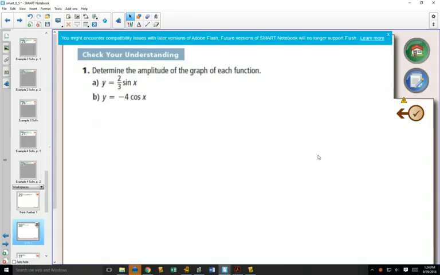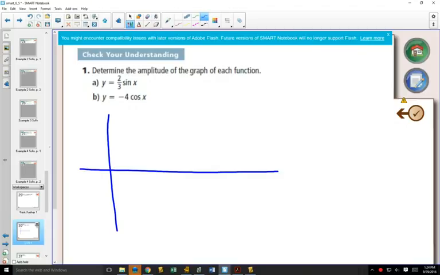So as far as the graph goes, one thing that we're going to notice is on our sine graph normally went to 1 and -1. And now that there's a 2/3 out in front, instead of going up to 1, it's going to go up to 2/3 and down to -2/3. Now this question doesn't ask us to graph it, but we're going to graph it each time just to help us get used to that.